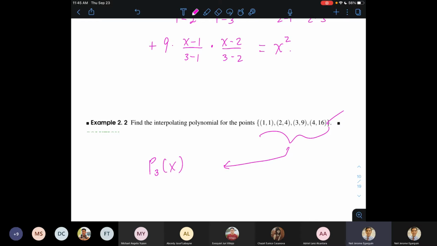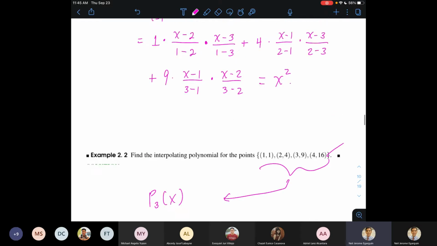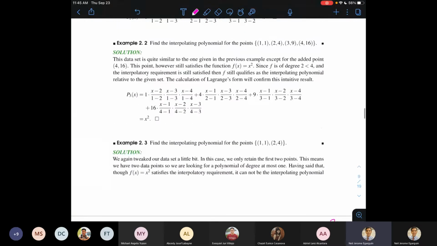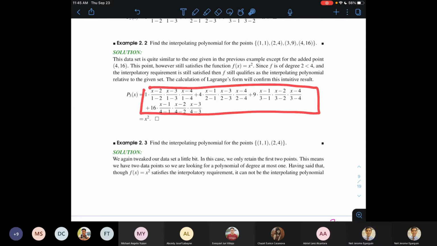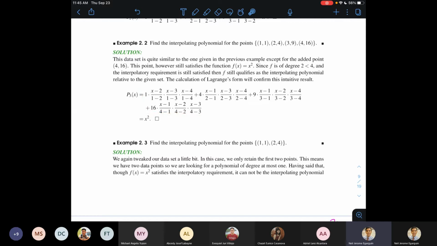But if you do the computations just as what we did in example 1, makikita nyo ay ito. Ito yung lalabas na interpolating polynomial. Okay? Pero pag sinimplify nyo yan, si P3 pala ay x squared lamang din. Okay? And there's no problem with that because what we expect is an interpolating polynomial of degree at most 3. Hindi lalampas ng 3. Pwede siyang bumaba, just as what happened in example 2.